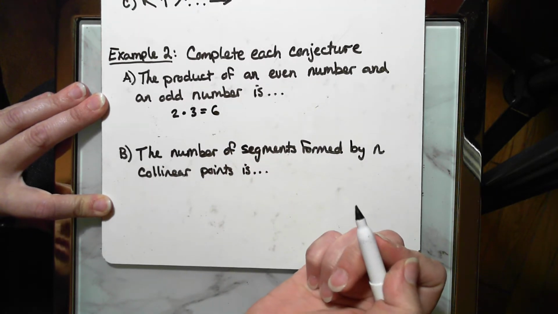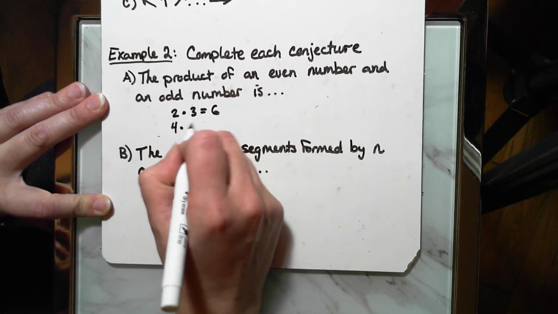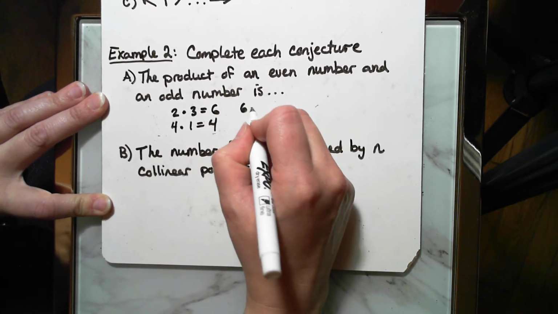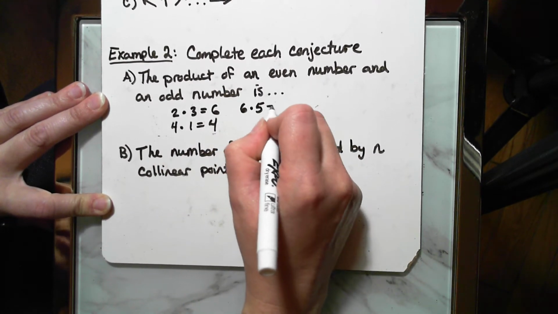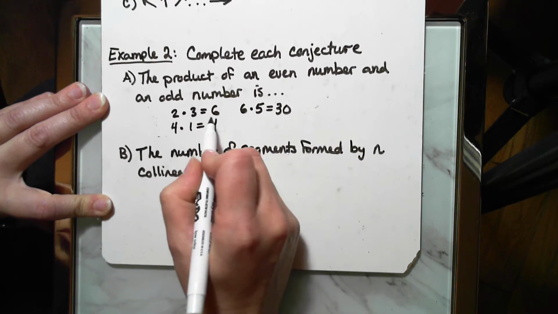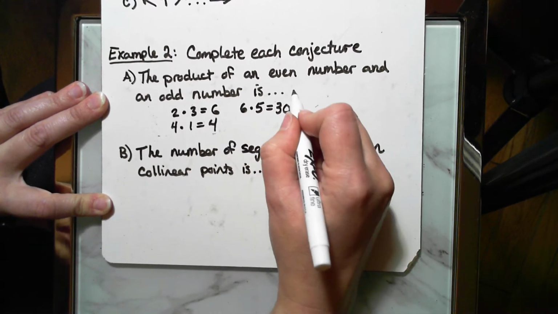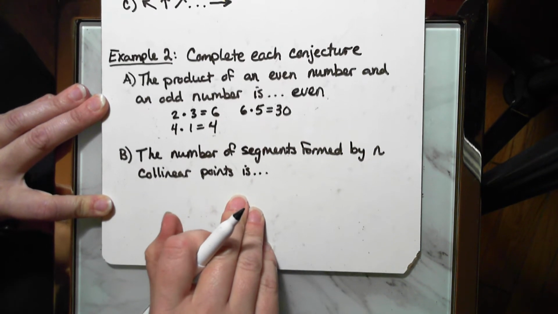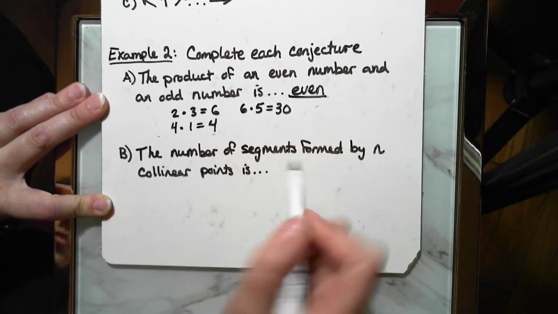So 2 times 3 is 6. 4 times 1 is 4. I can do 6 times 5 is 30. Notice all these results are even numbers. So that's an even number there. And that's my answer, even.